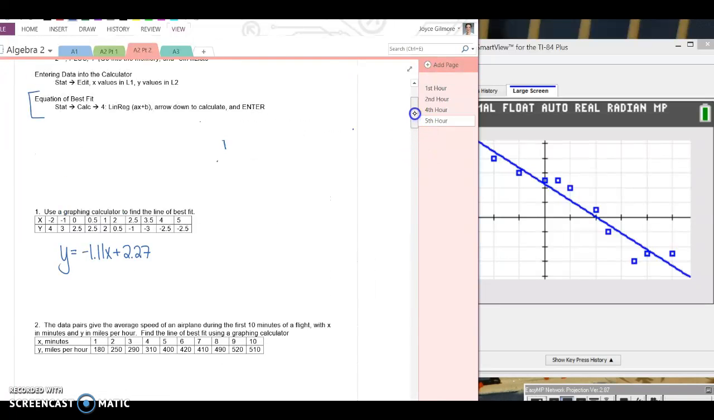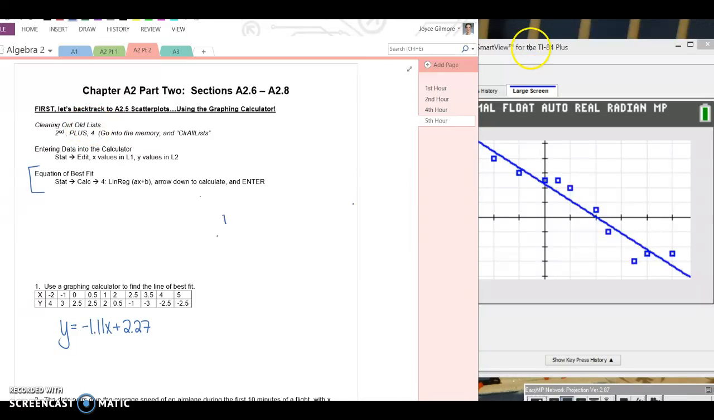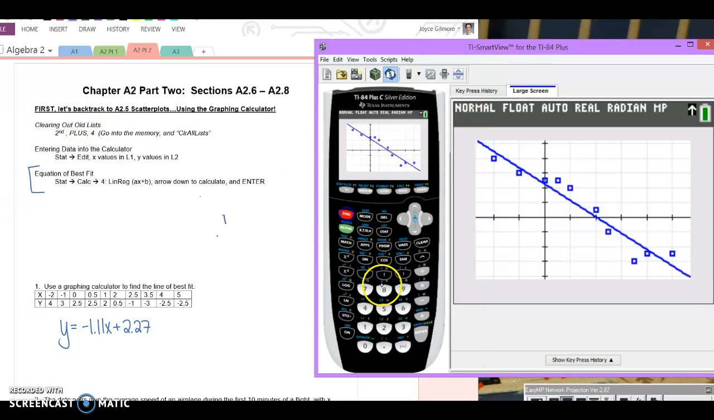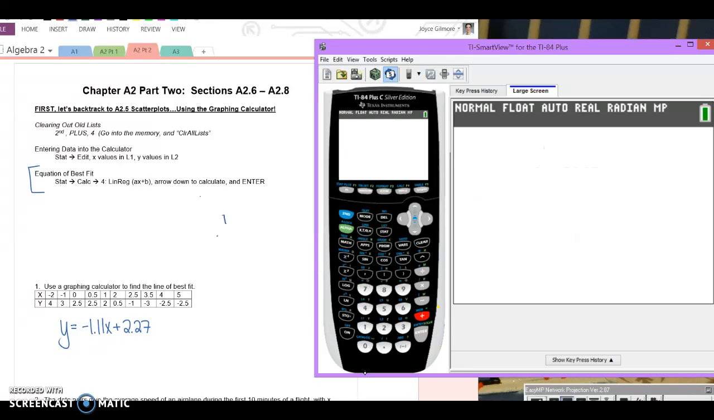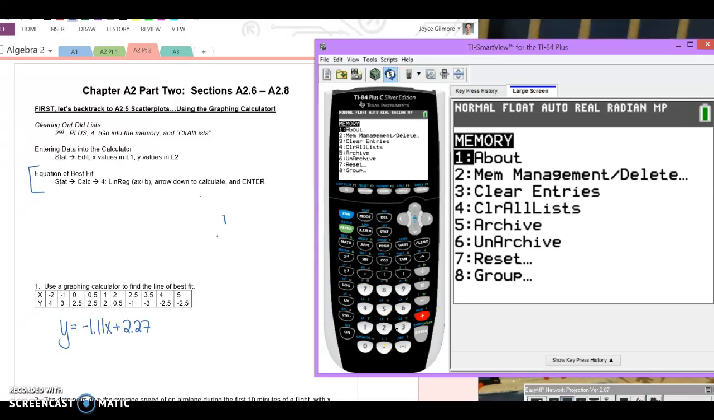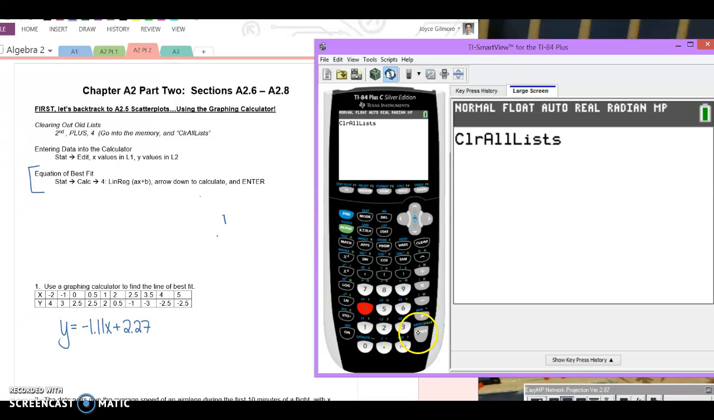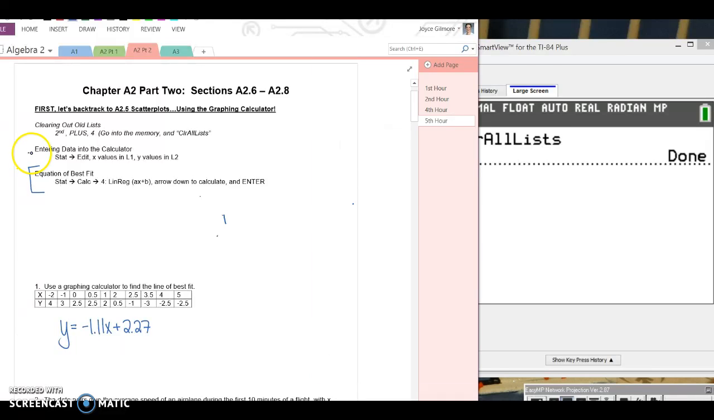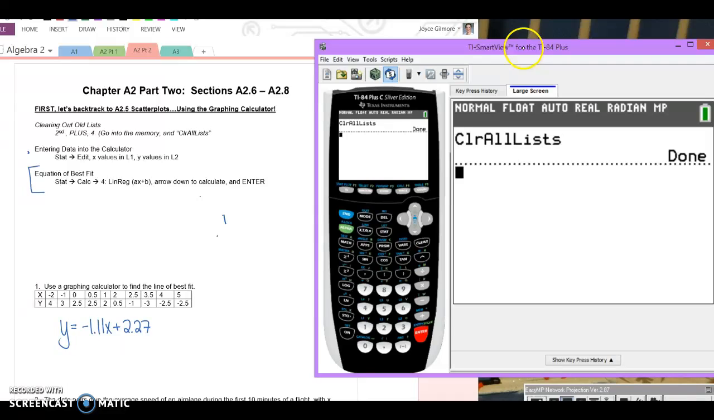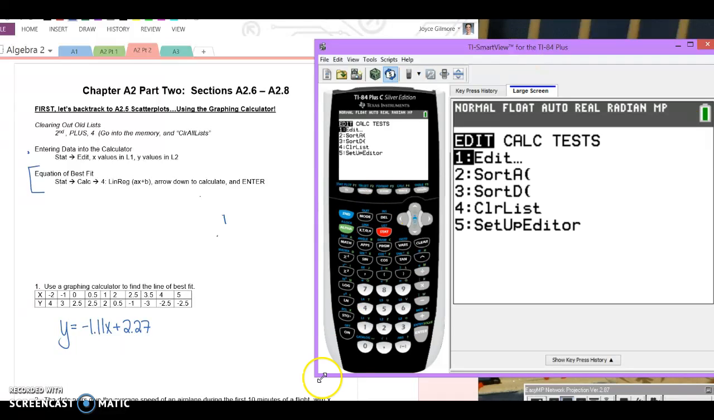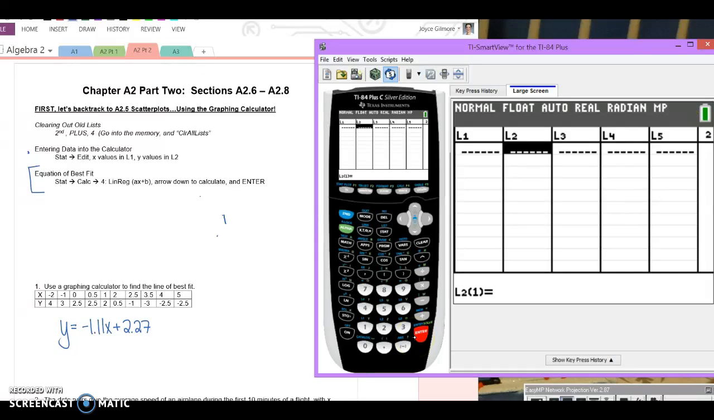If you go back to the top of this page, clearing out old lists, on your calculator you can push second, plus, and then number 4, clear all lists. That will clear the old data out and get your calculator ready for new data. To enter new data, Stat button, Edit. You need to enter your X values into L1 and your Y values into L2.